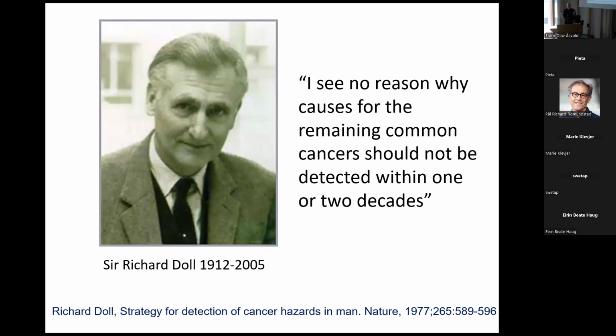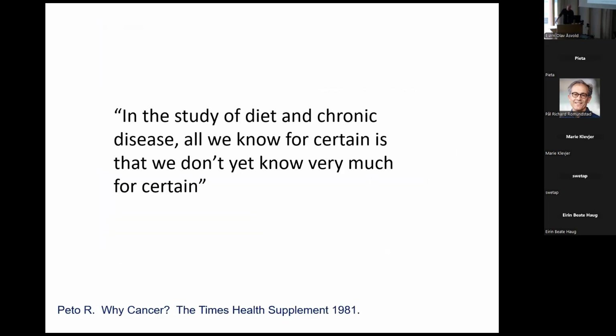So there was considerable optimism that the epidemiological methods which had identified smoking would solve this. There was clearly this missing environment, and it was likely to be solved in 10 to 20 years. I mean, Richard Peto at the same time was writing something where he did say, "In the study of diet and chronic disease, all we know for certain is that we don't yet know very much for certain." So he was definitely saying this 10 to 70% estimate was a guesstimate.